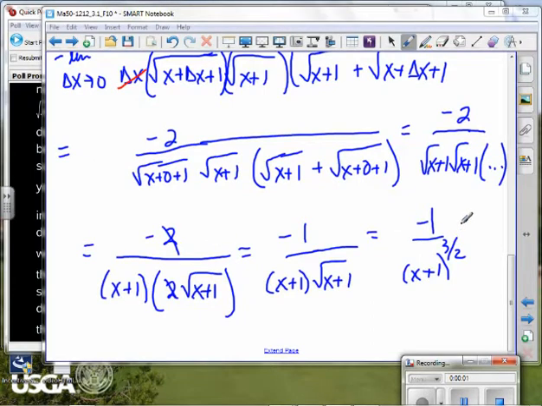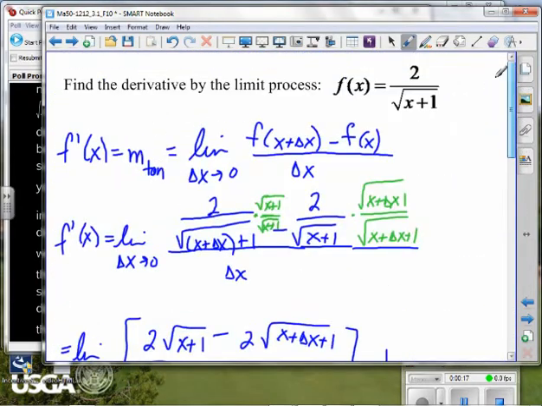Asked is, so what? What does this mean? We got an answer. It matches the back of the book answer. It matches the one I got up here. Big deal. Who cares? What does it mean to you? So let's go back to the beginning. What were we trying to find?